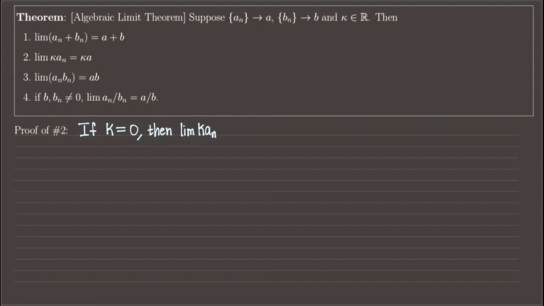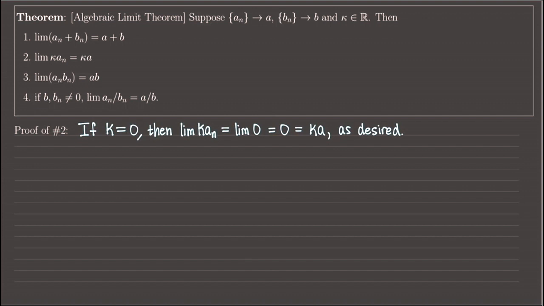If kappa is 0, then the limit of kappa times anything is just the limit of 0. And then the limit of the constant 0 sequence is 0. But since kappa is 0, we can reinterpret that as kappa times A, right? So kappa here is 0, so that's 0 equals kappa times anything. And that's our first case. Go ahead and get that out of the way because we're going to divide by kappa in a minute, and we want to make sure we're not dividing by 0.